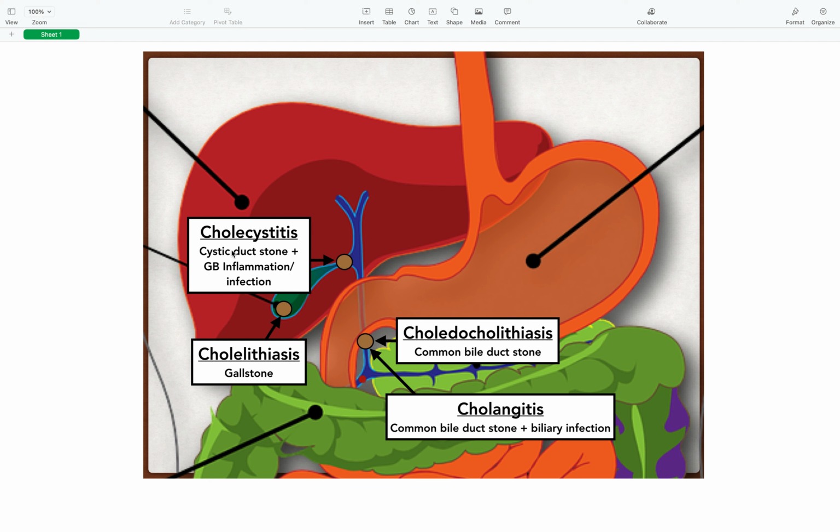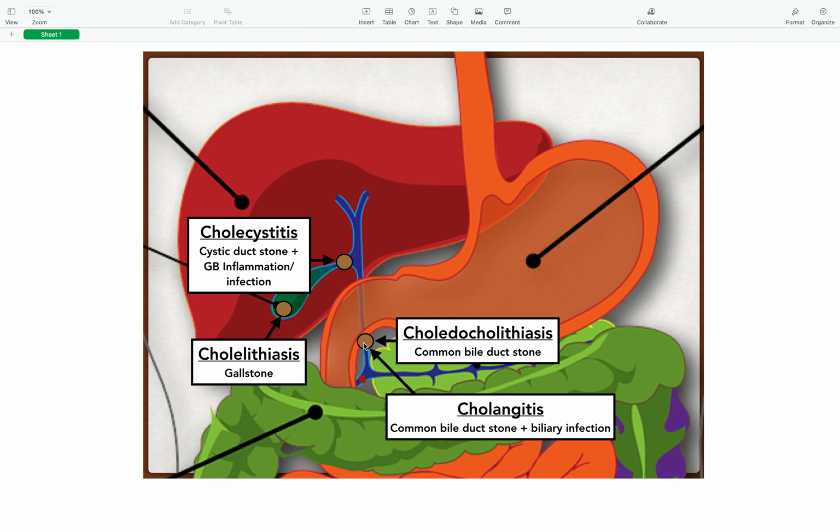So cholecystitis is basically the infection or inflammation of the gallbladder. Cholelithiasis is a gallstone within a gallbladder. A choledocholithiasis is a stone within the common bile duct, and a cholangitis is infection or ascending infection of the bile duct. All right. So let's start with cholecystitis.